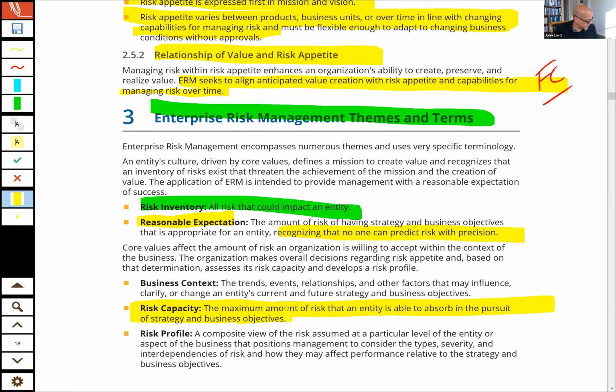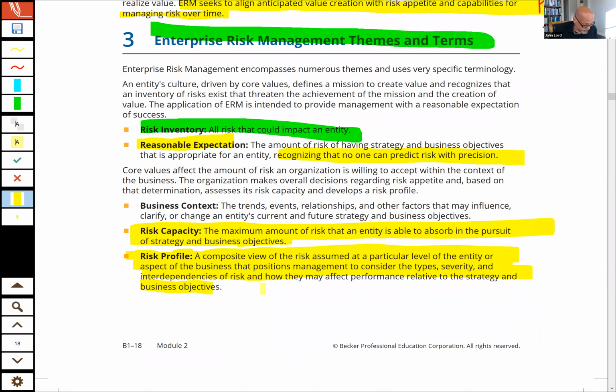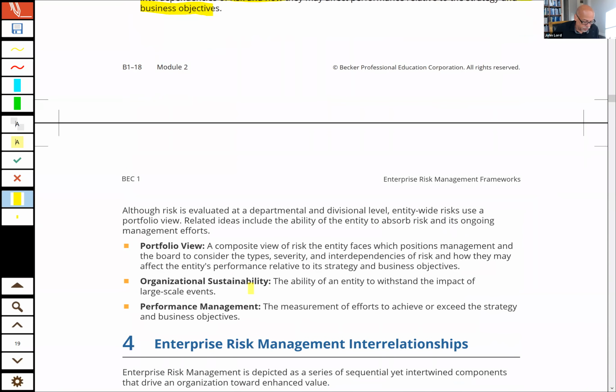Okay, so after the entity considers that, then they can come up with a risk profile. The risk profile is a composite view of risk assumed at a particular level of the entity or aspect of the business that positions management to consider the type, severity, and interdependencies of risk and how they may affect performance relative to strategy and business objectives. So you've got an inventory of risk. You consider what our risk capacity is. That allows you to then consider the severity of the risks and how they may affect the ability to perform. Okay, then you come down and over to the next page, and you really will be doing things at a department or divisional level.